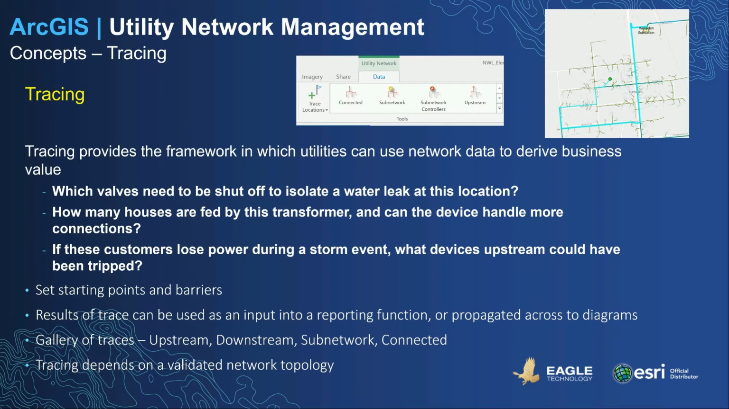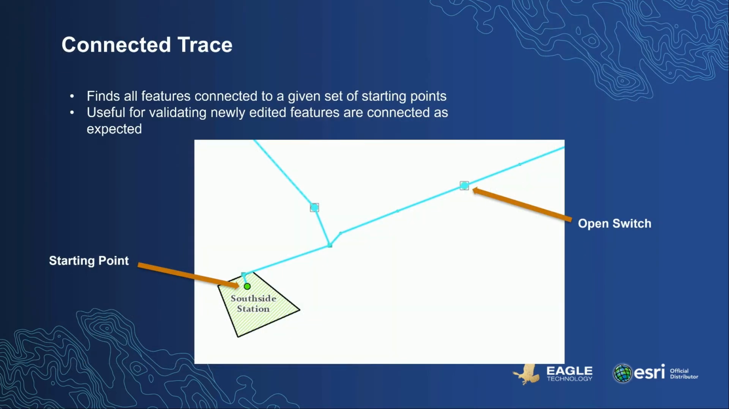Tracing depends on a validated network topology, which is why when making edits, it is important to validate the topology and update the subnetwork to reflect the most recent updates to the utility network. Let's talk through a few different types of traces.